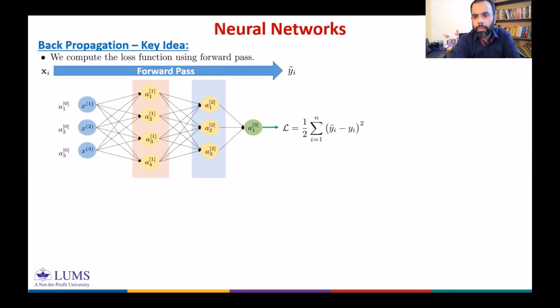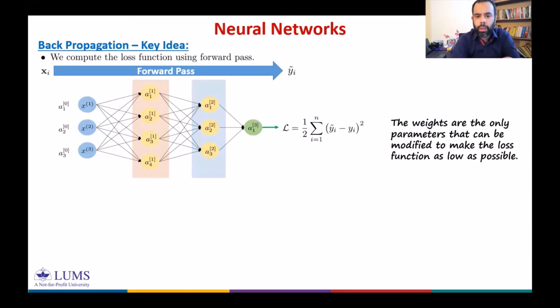right? So this loss obviously depends on inputs, but if you change the parameters that define your network, if you change the weights and biases, yi tilde would change. We can say the weights are the only parameters that can be modified to make the loss function as low as possible for a given input. Agree? How can we update the weights? Using gradient descent.